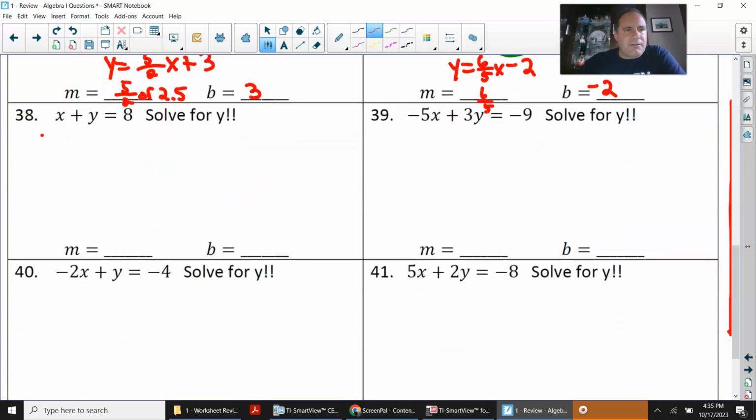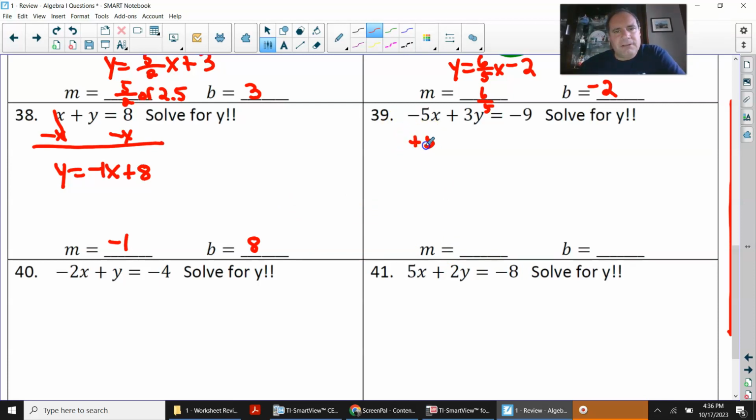Again, I have to solve for y, so I'm going to subtract x on both sides. This cancels. You get y equals negative x plus 8. And yes, I'm putting the x first. That negative x goes first, this 8 goes second, and then so this slope is negative 1, and the y-intercept is 8. You're done. As soon as you solve for y, you're finished.